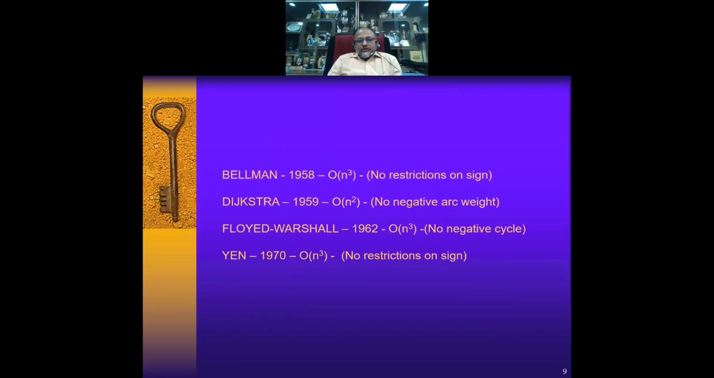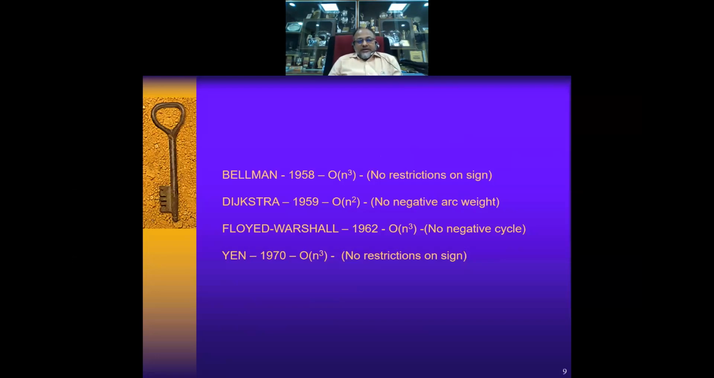So Floyd and Warshall, in 1962, developed an algorithm. He is considering the negative weight also, but the network should not contain a negative cycle. If it contains a negative cycle, the Floyd and Warshall algorithm will not work.